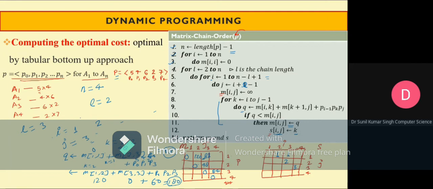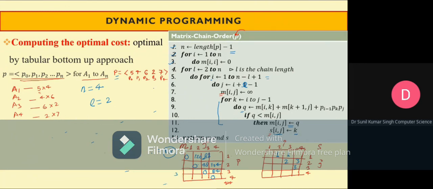Similarly, you have to increase the value of I. Now it will become 2. You will calculate it for I is equal to 2, and here you will get 104 for value of K is equal to 3. And then in the end, now we'll increase the value of L once again. Now this time L will become 4.